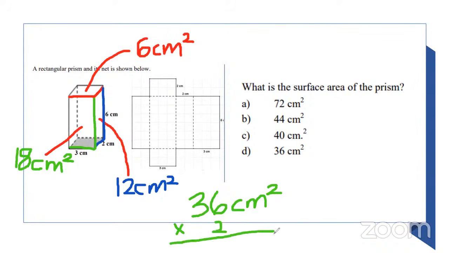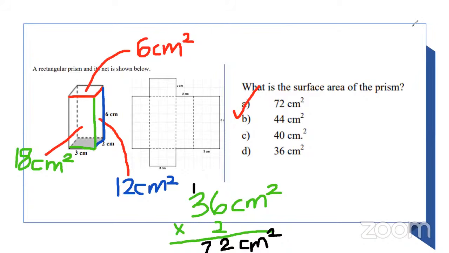Help me to multiply, guys. 2 times 6 is 12. 2 ones, 2 times 3, 6 tens plus 1, 7 tens. So we have 72 square centimeters. The surface area is 72 square centimeters. Is that what you got? Did you get 72 square centimeters too? All right. And so the correct answer for this is A. Very good, guys. Brilliant.